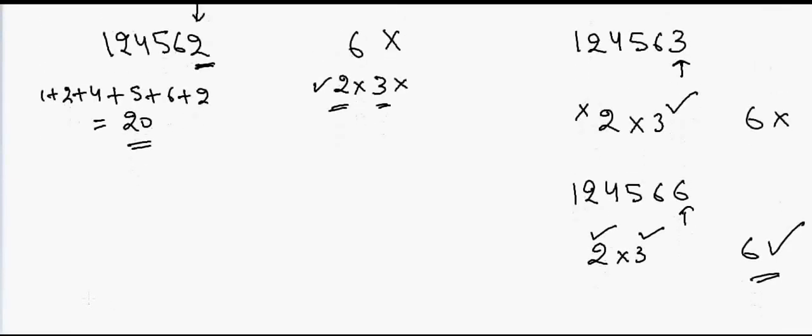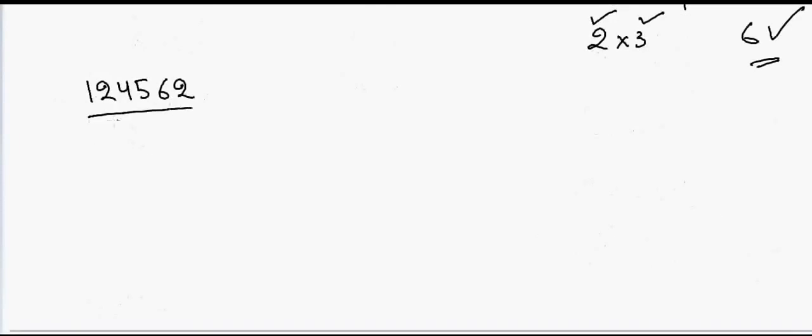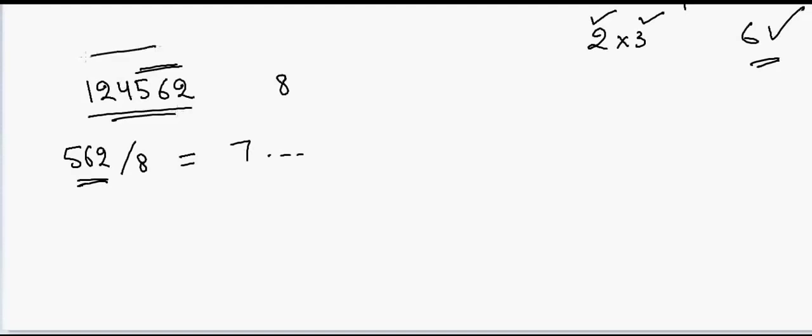So now we have 124562, and we want to find out whether this number is divisible by 8. In that case, we'll take the last 3 digits and see if 562 is divisible by 8. If we divide it by 8, from this I can see that we get 7 and then something which is not divisible by 8. So this number is not divisible by 8. So this whole number should not be divisible by 8.